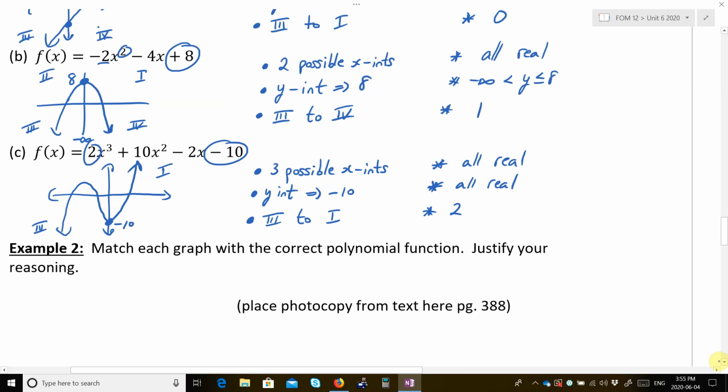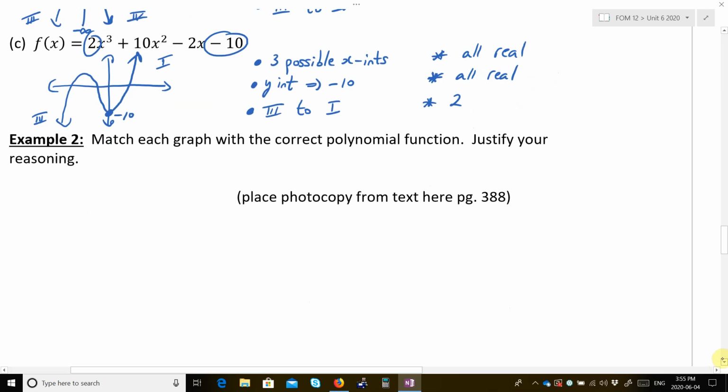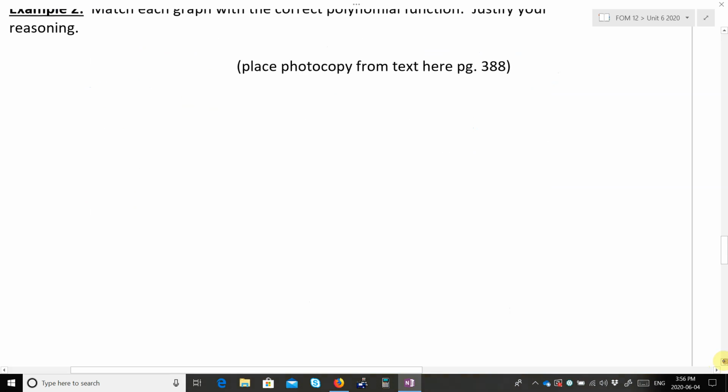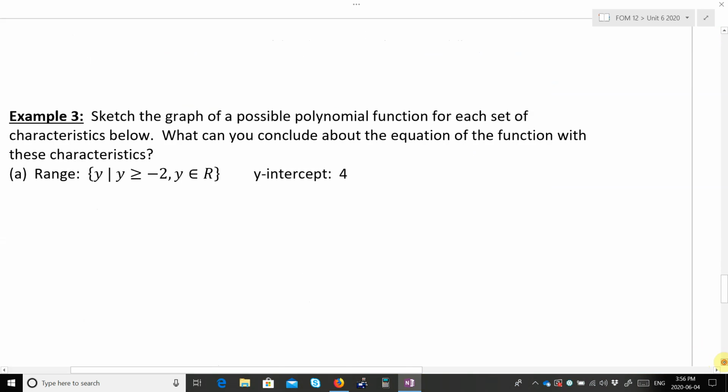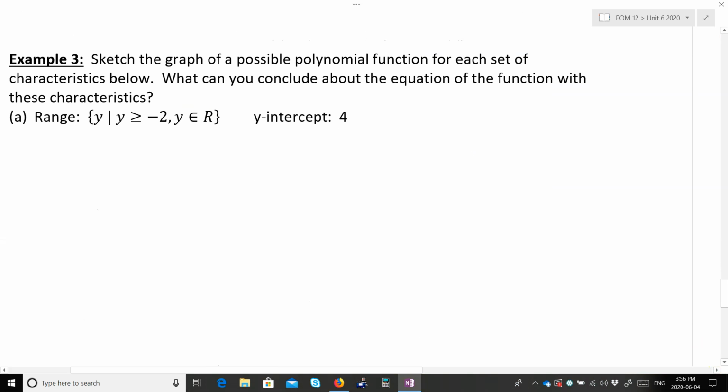Example 2 says match each graph with the correct polynomial function, justify your reasoning, and I was supposed to put a photocopy from the text there. We don't have it, so please check out page 388 for that. And let's see example 3.